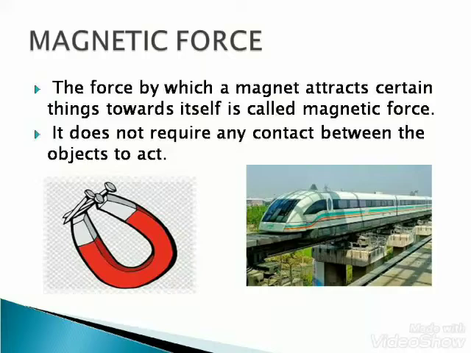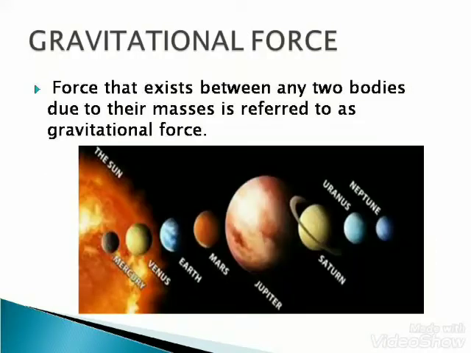Have you all seen a maglev train? Magnetic levitation train. The system of train transportation that uses two sets of magnets. One set to repel and push the train up off the track and another set to move the elevated train ahead, taking advantage of the lack of friction. So we can say maglev train works on the basis of magnetic force.